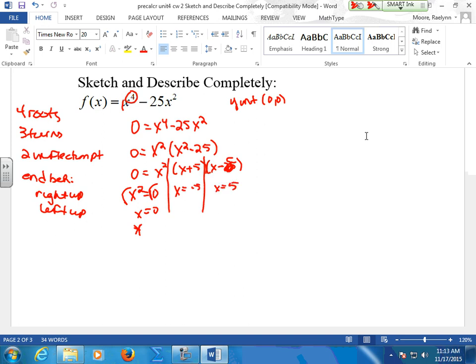So now, can we kind of sketch this? Let's see if we can sketch this. I pass through the 0, that's where I'm going to bounce off, by the -5 and the +5. Looks like I'm pretty symmetric here. Where are my ends going? Up. My ends are going up.